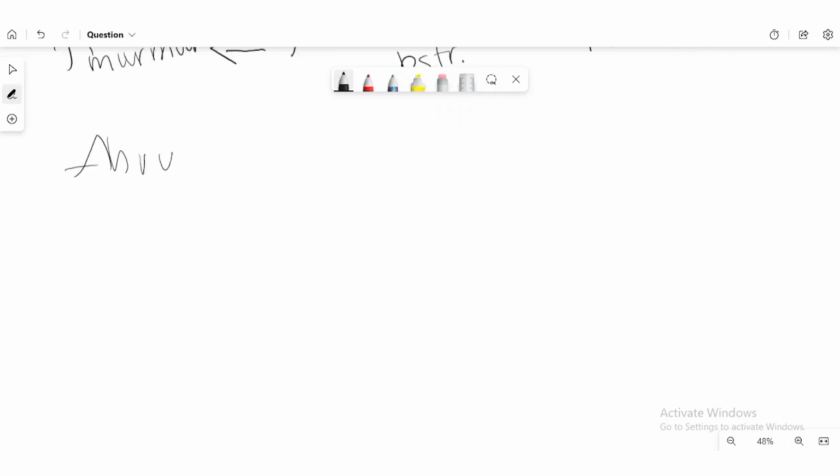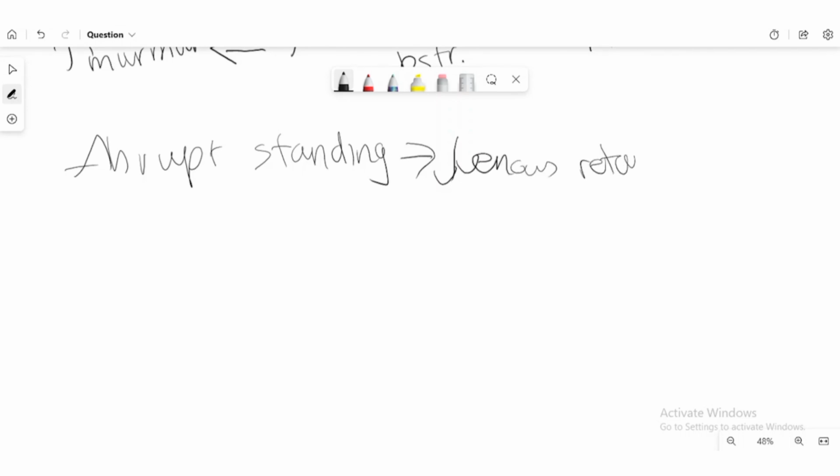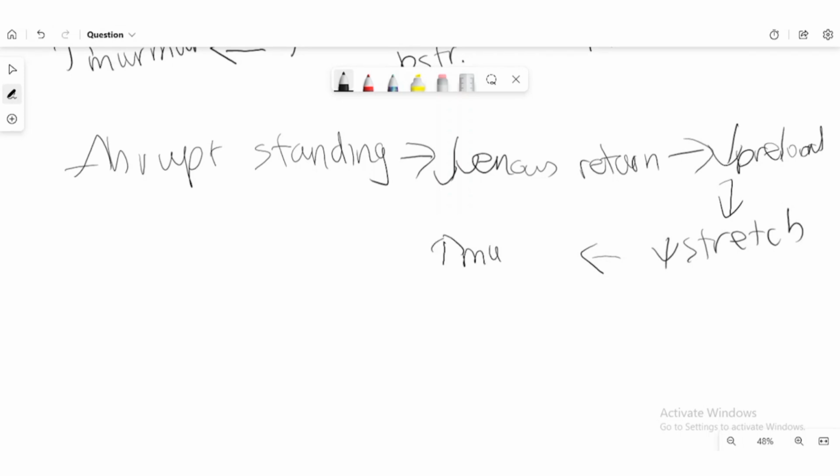What's the next option? Abrupt standing. Why is this wrong? What happens when you abruptly stand up? Well, it's essentially the opposite of what was going on with the passive leg raise. With the passive leg raise, gravity was helping you push the blood into the heart. Now you're opposing gravity, right? So this will decrease venous return, thereby decreasing preload and decreasing the stretch and intensifying the murmur.